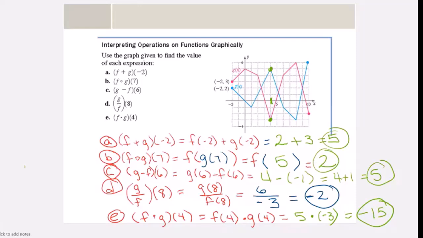So let's write them in. This equals 5. This equals 2. This equals 5. This equals negative 2 and negative 15.